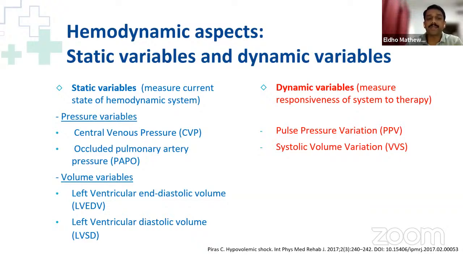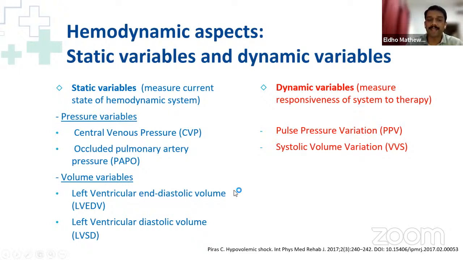So in this case, the current status of the hemodynamic system can be assessed by static variables, where we are using the central venous pressure. The central venous pressure indicates the hemodynamic state of the patient. The normal range is 8 to 12 mmHg. So in shock, it will be less than that, and we can identify that.